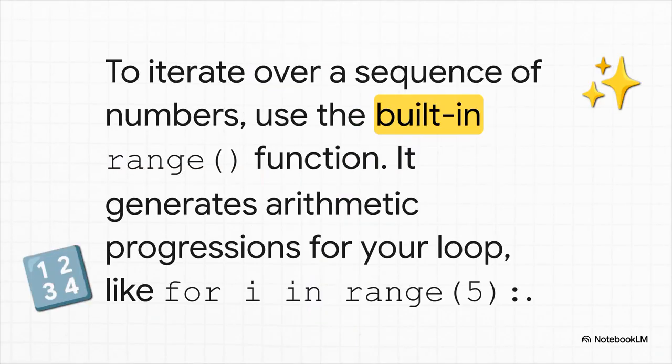And that tool is the range function. You just give it a number, and it generates a sequence of numbers for your loop to use. So range 5 will give you the numbers 0, 1, 2, 3, and 4. It's the go-to standard way to run a loop a specific number of times in Python.